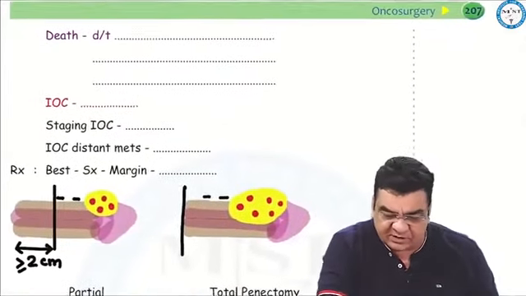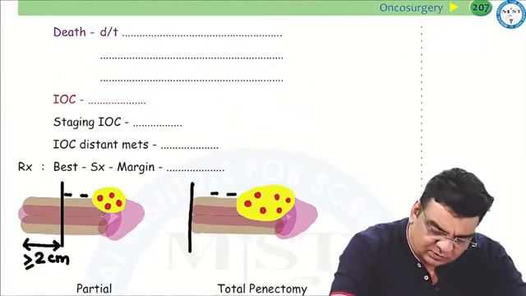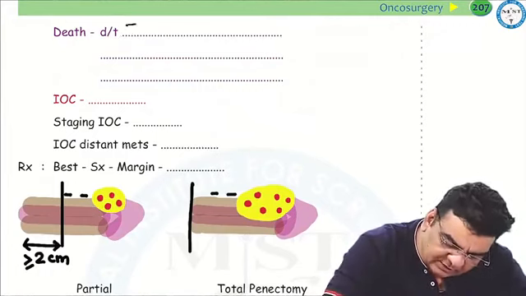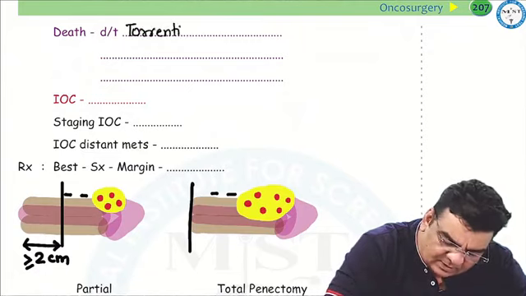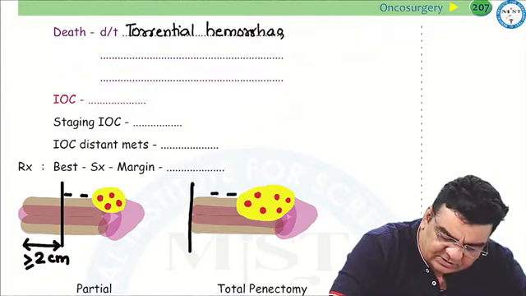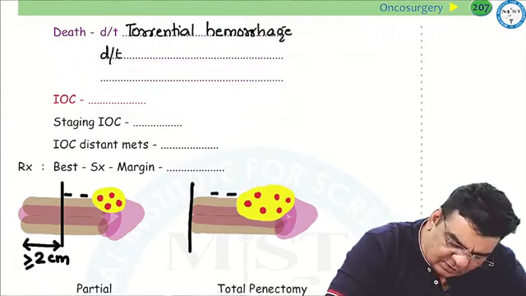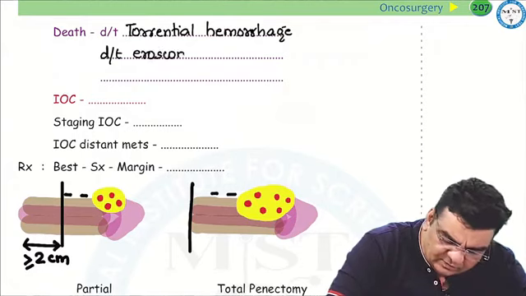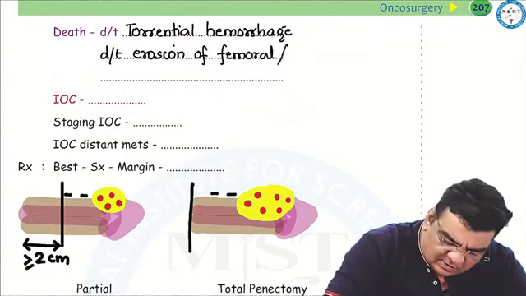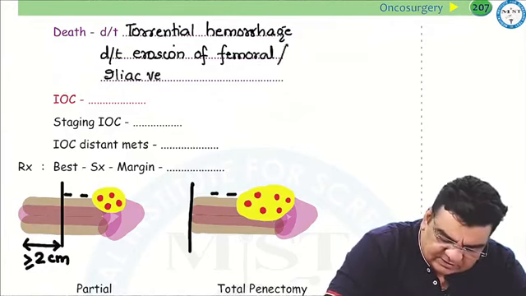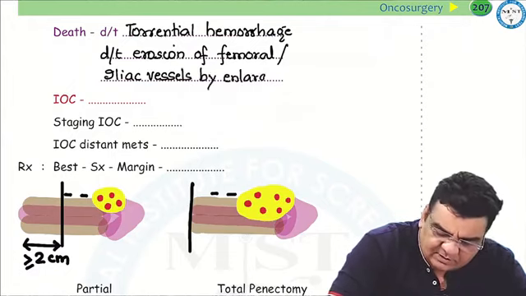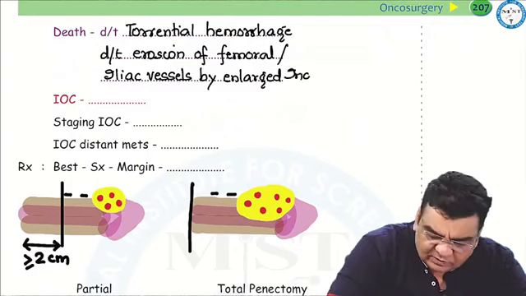Death in a penile cancer patient is due to erosion, or you write it as torrential hemorrhage. Torrential hemorrhage means severe bleeding. Torrential hemorrhage due to erosion of femoral or iliac vessels by enlarged inguinal lymph nodes.